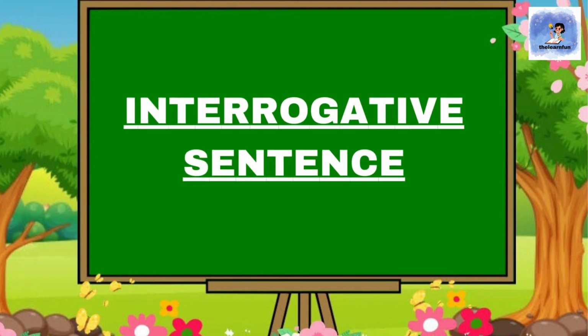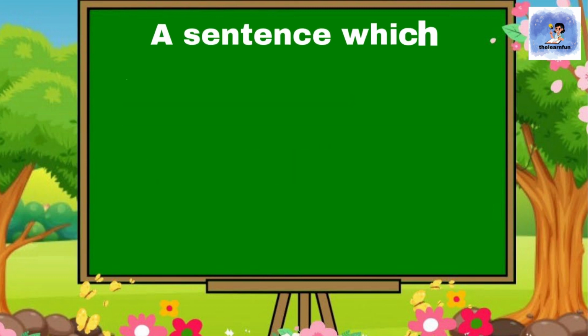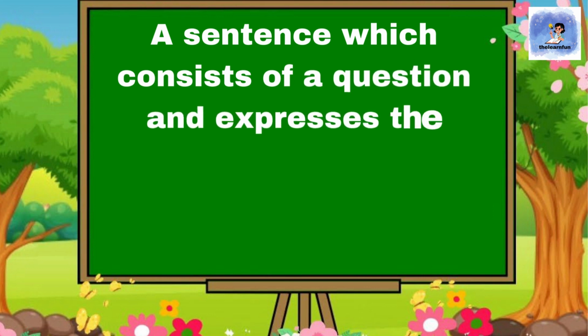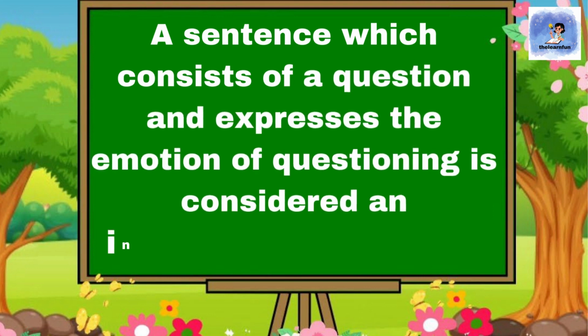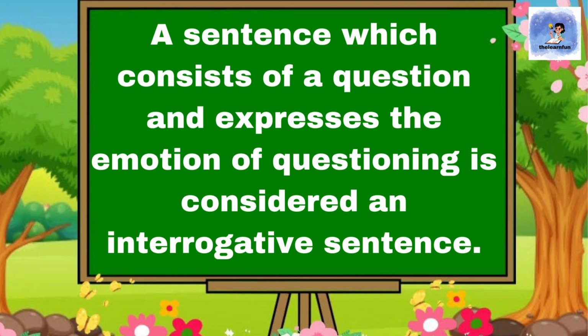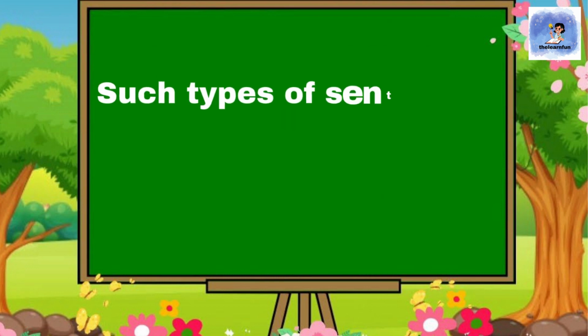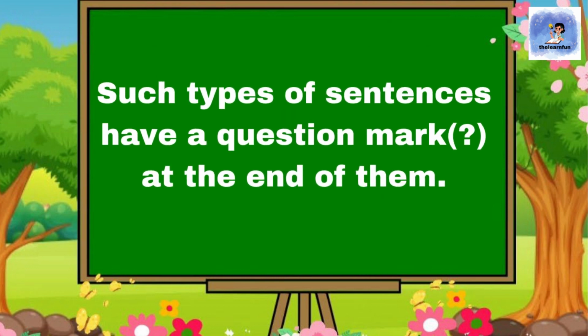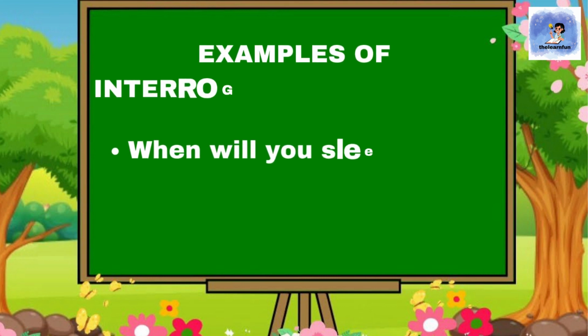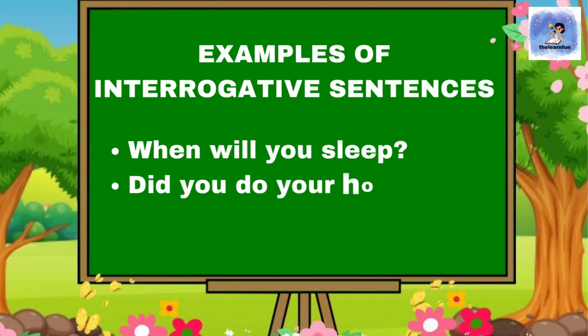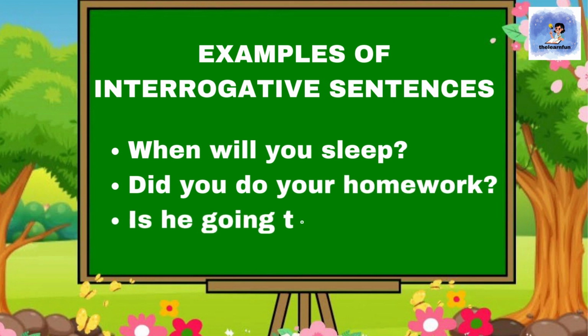Interrogative sentence. A sentence which consists of a question and expresses the emotion of questioning is considered an interrogative sentence. Such types of sentences have a question mark at the end of them. Here are some examples of interrogative sentences. When will you sleep? Did you do your homework? Is he going to the park?